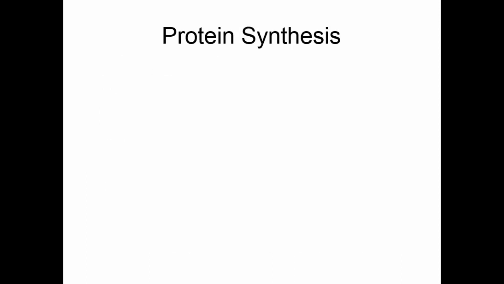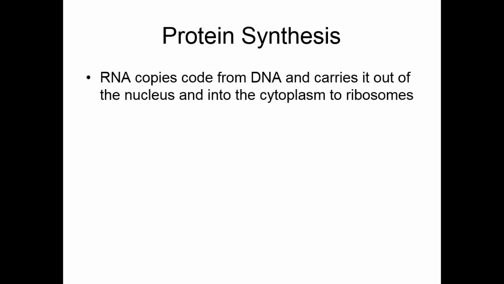Now, DNA is the basic code. It's the master blueprint. You never take the master blueprint to the construction site. Plus, the DNA can't leave the nucleus. So we're going to need to copy the code from the DNA. And that's going to be the function of RNA. RNA will copy the code and carry it out of the nucleus and into the cytoplasm to the ribosomes. Also, RNA will allow us only to copy one gene, not the entire genome.